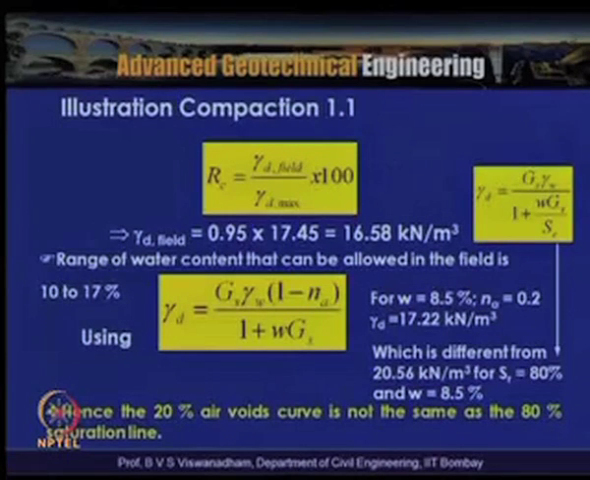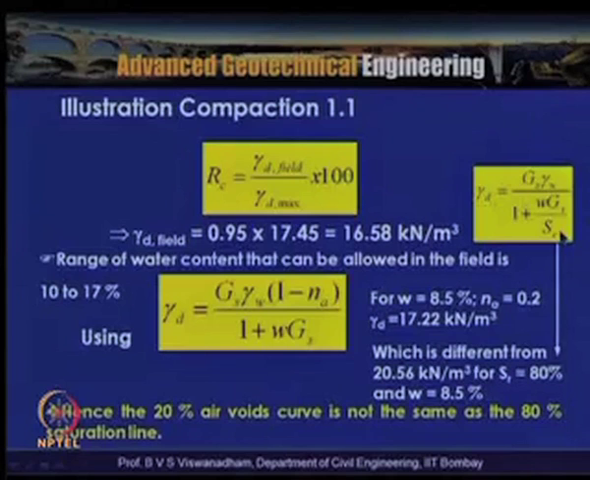Now the discussion about the 20% air voids curve and the 80% saturation line, whether they are the same or not. We know that for the 20% air voids line we can compute γd = Gs γw (1 - na) / (1 + wGs), where na is the percentage air voids. And this yields, for na equal to 0.2, that is 20% air voids, and at a water content of 8.5%, γd as 17.22 kilonewton per meter cube, which is found to be different if you try to compute for 80% degree of saturation.